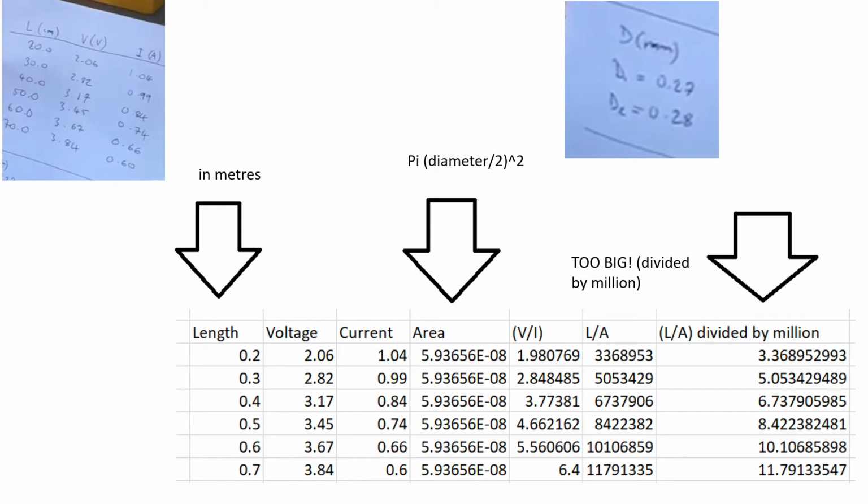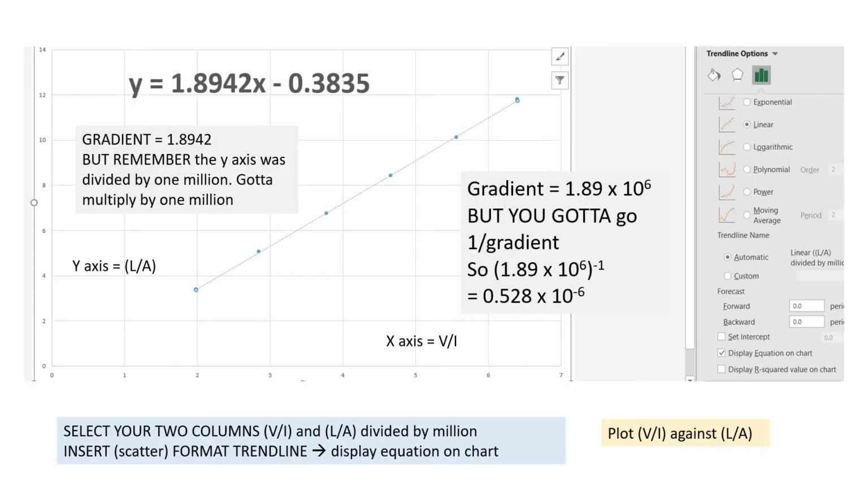Now, because the L divided by A was quite large, what I did was that I divided by 1,000,000. So where the column says length divided by area, I did divide by 1,000,000. So now you ended up with 3.37, 5.05, 6.74, and so on. So you should have a graph that looks something like this.